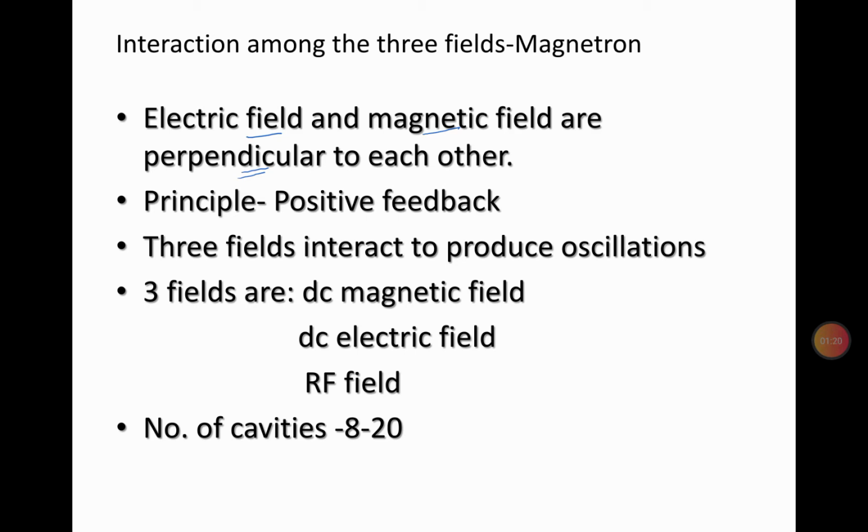So the principle in a magnetron is positive feedback, and there are 3 fields which are going to contribute and interact with each other to generate microwave oscillations. And a magnetron can have anywhere between 8 cavities to 20 cavities.